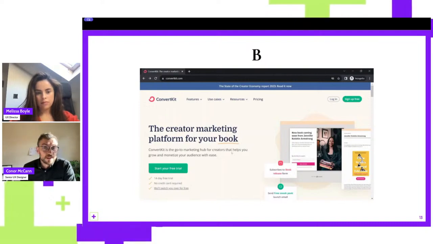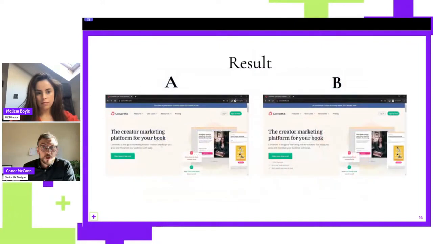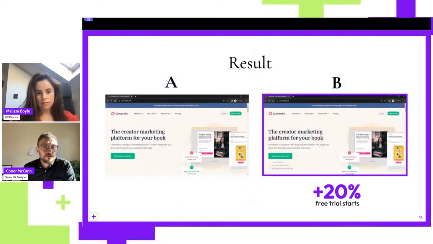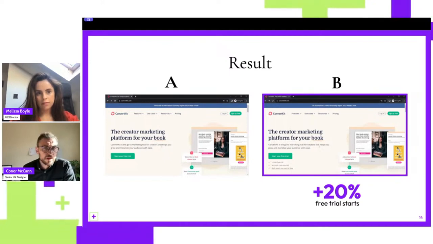But if we look at the differences side by side, option B actually has 20% more free trial starts simply by having those bullet points below the green call to action button. That kind of social proofing tells customers that there's a 14-day free trial with no credit card required, and that they'll do any heavy lifting switching you over for free.